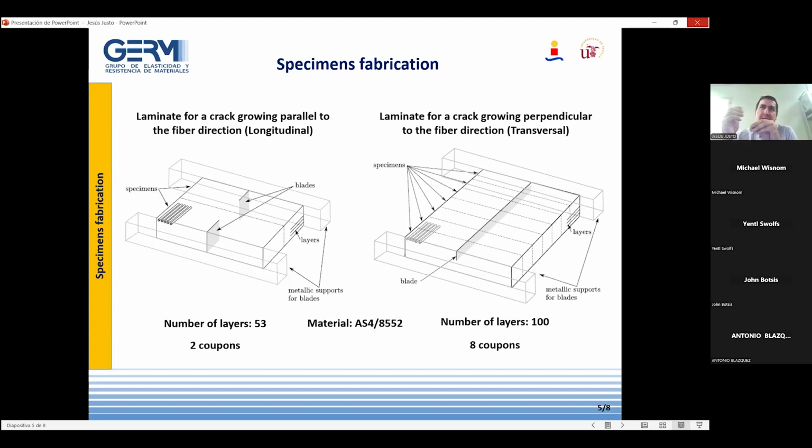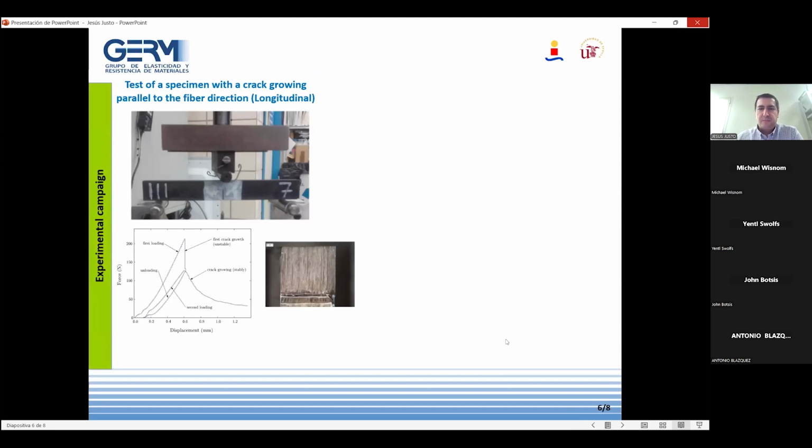So instead of using the molding layer, we used metallic blades covered by the molding layer, and these blades were located using metallic support blades. And then we cured them in the autoclave and obtained the specimens. The specimens were cut from these panels.